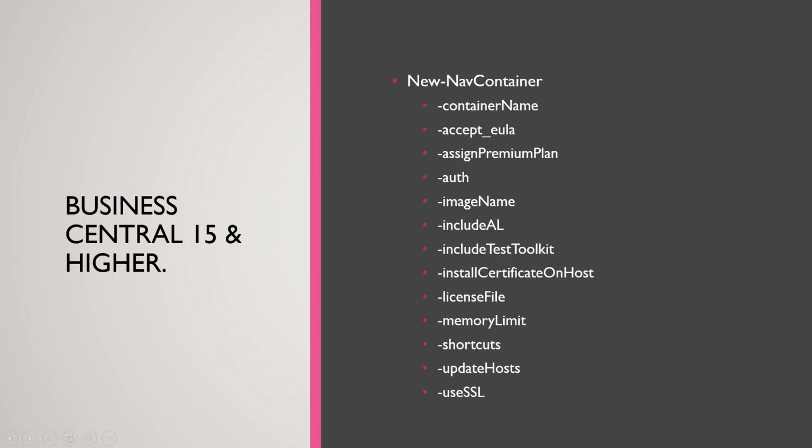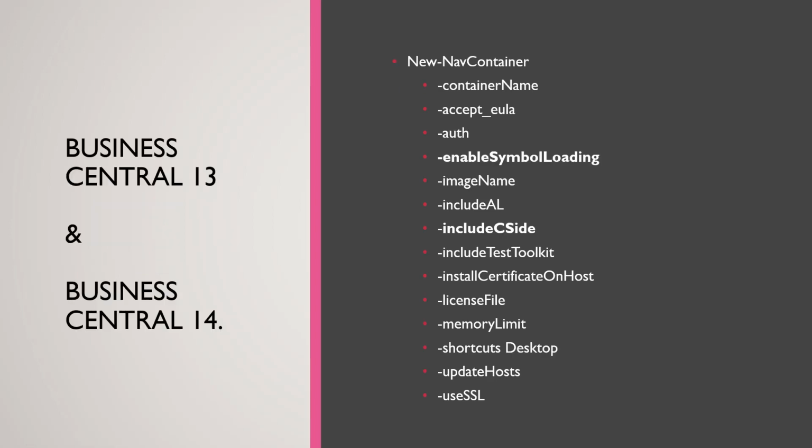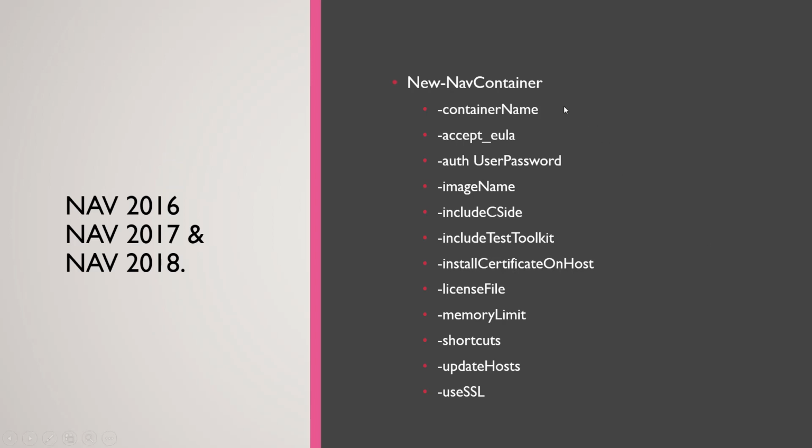But if you are on a previous version and you're trying to create a Docker container for Business Central 13 and 14, then the parameters change a little bit: you need to have enable symbol loading, and you need to have include CSIDE as a part of your container cmdlet. But what if you are using it for Dynamics NAV? Then you need to remove some of it and have this list: include CSIDE, username, password, container name, license file, memory, shortcut. So I hope this will help you if you are doing something a little bit different than what I'm doing right now, and it'll make sense.